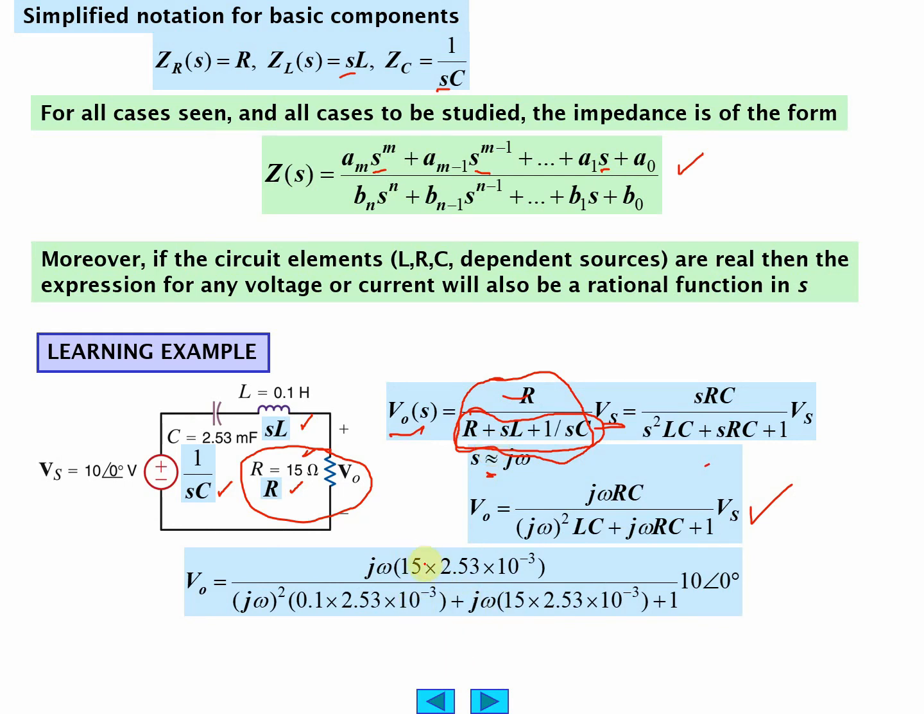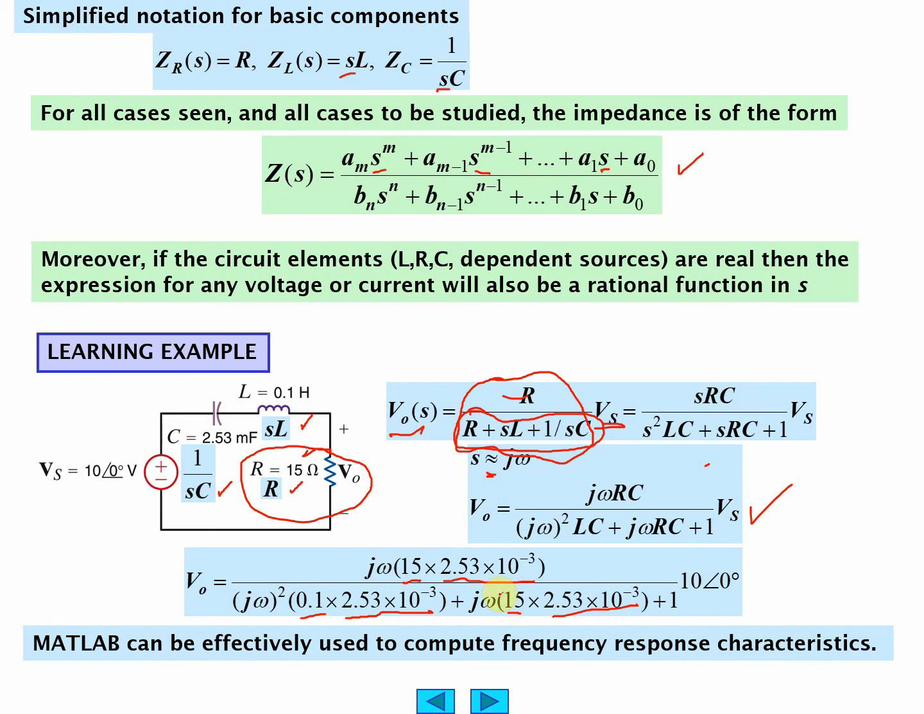So putting in all the component values, we get this. J omega in the top, RC, R is 15 ohms, C is 2.53 millifarads, all the scientific notation stuff. Here's C, here's L, and so forth. Let's see, 15 ohms times C, and then the J omegas are floating around.